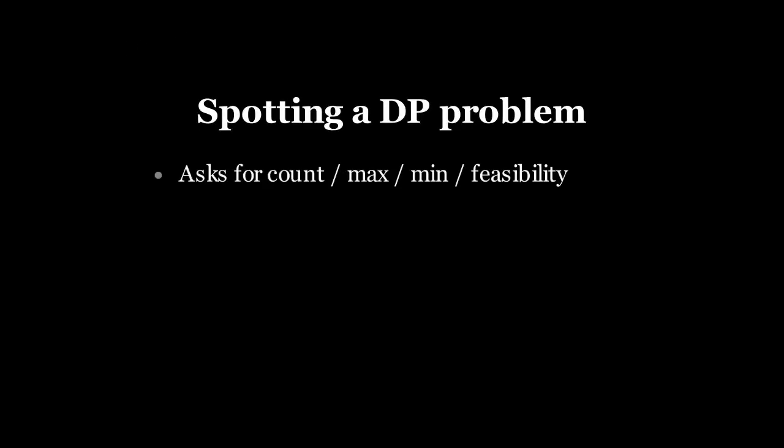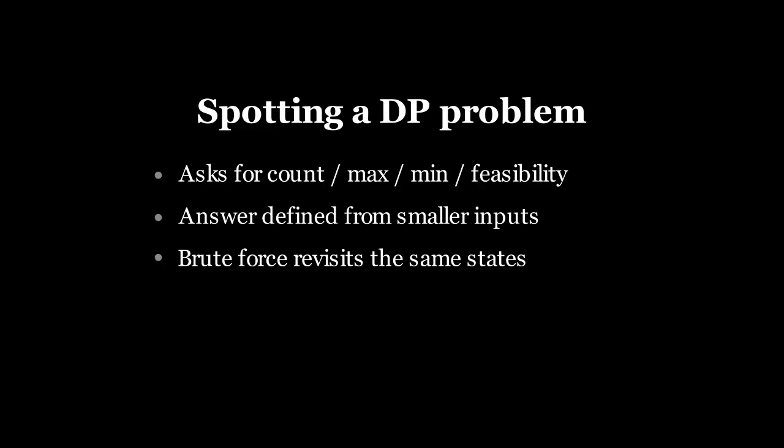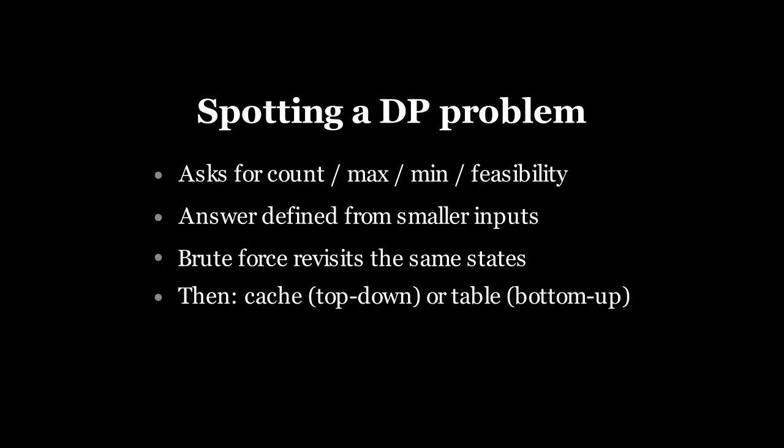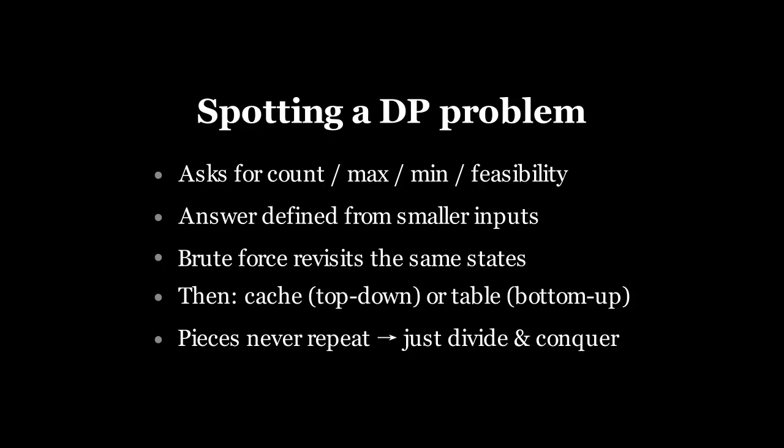How do you spot a DP problem? It asks for a count, a maximum, a minimum, or whether something is possible. You can define the answer in terms of smaller inputs. And a brute force recursion would revisit the same states over and over. When you see those signs, reach for a cache or a table. If subproblems never repeat, plain divide and conquer is enough.